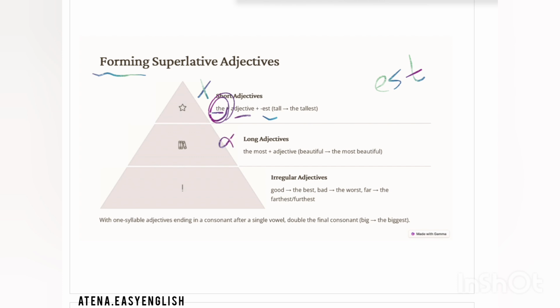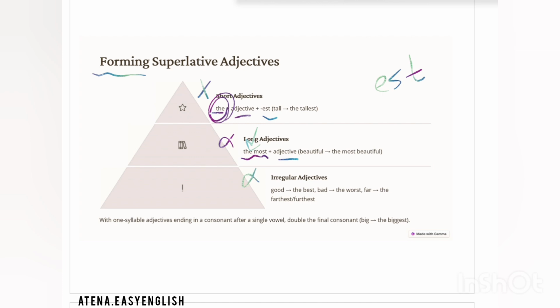Look at the next one. When we have a long adjective, when our adjective has two or more than two syllables, what should we do? We use the most plus adjective. Beautiful, the most beautiful. Intelligent, the most intelligent, okay? So for comparative, we use more, and for superlative, we use most. And of course, with the most.